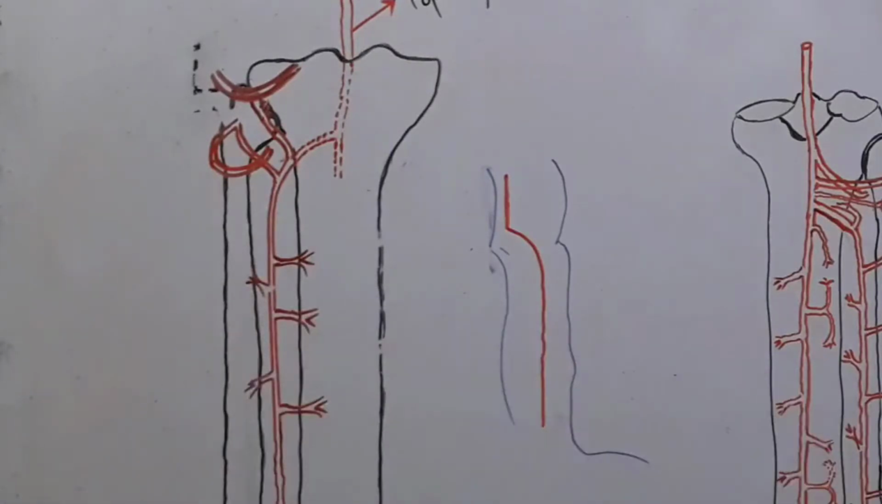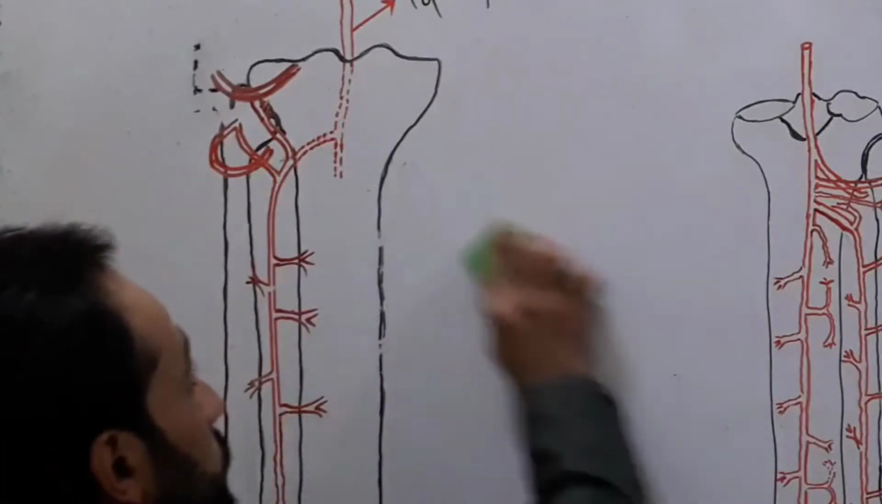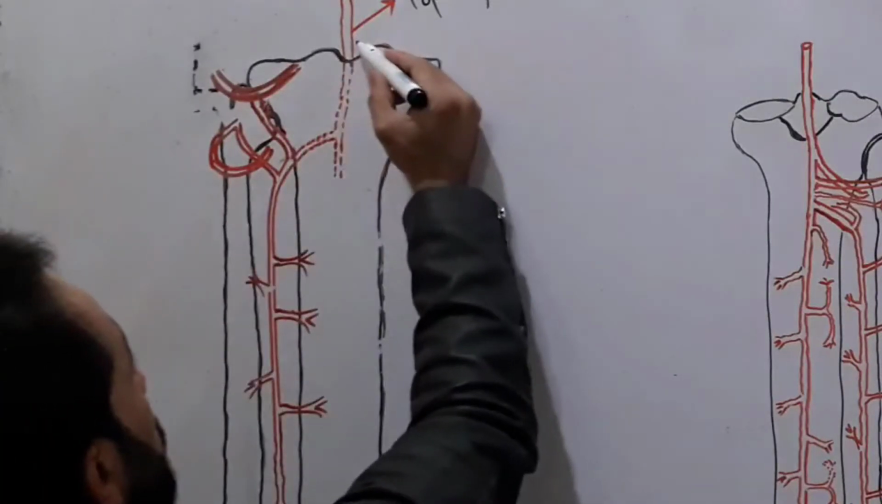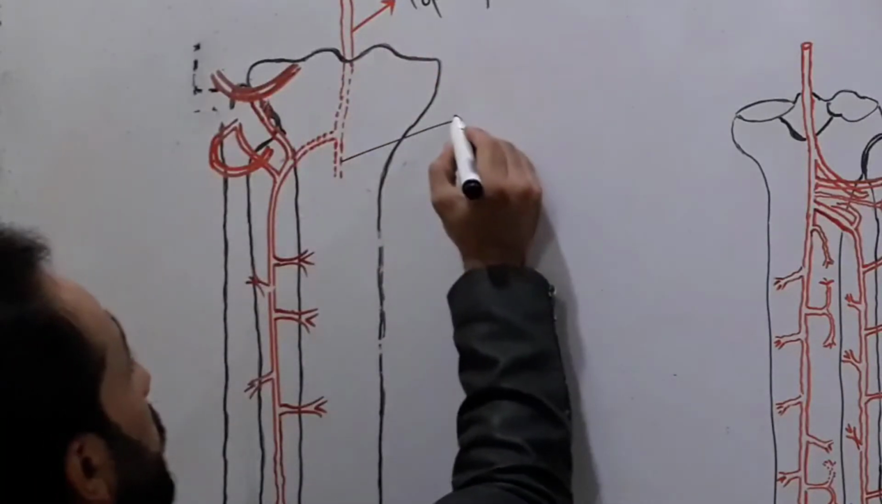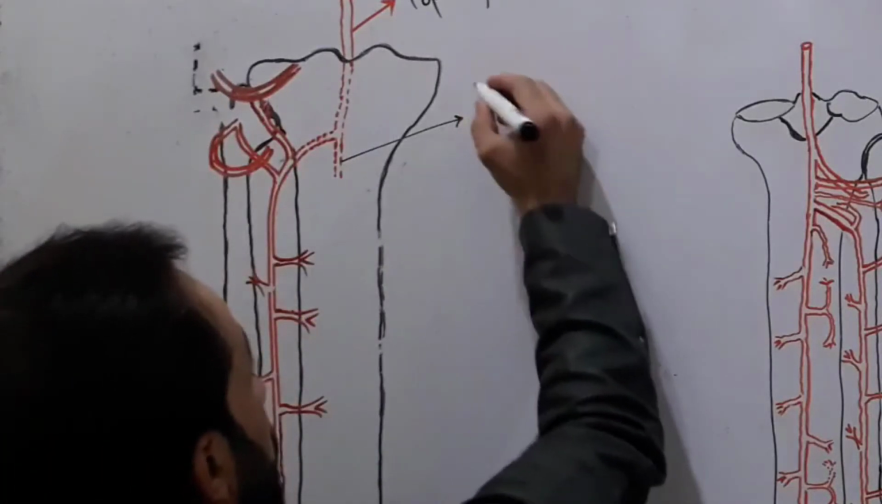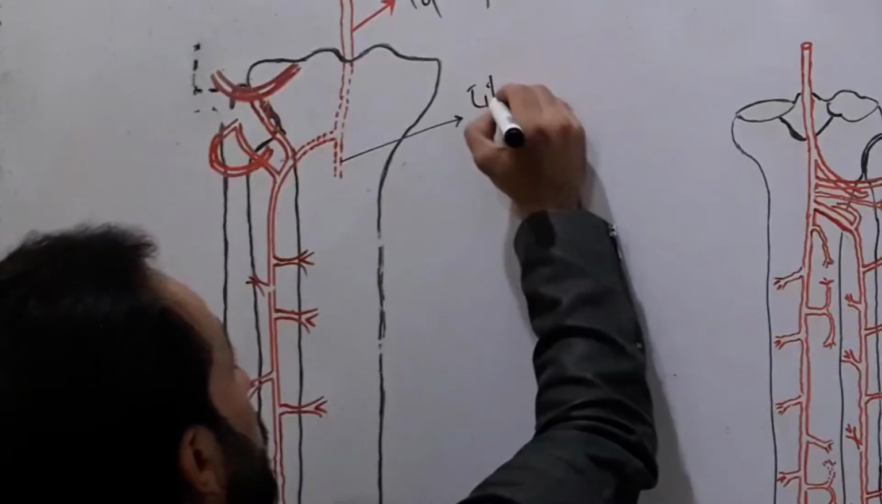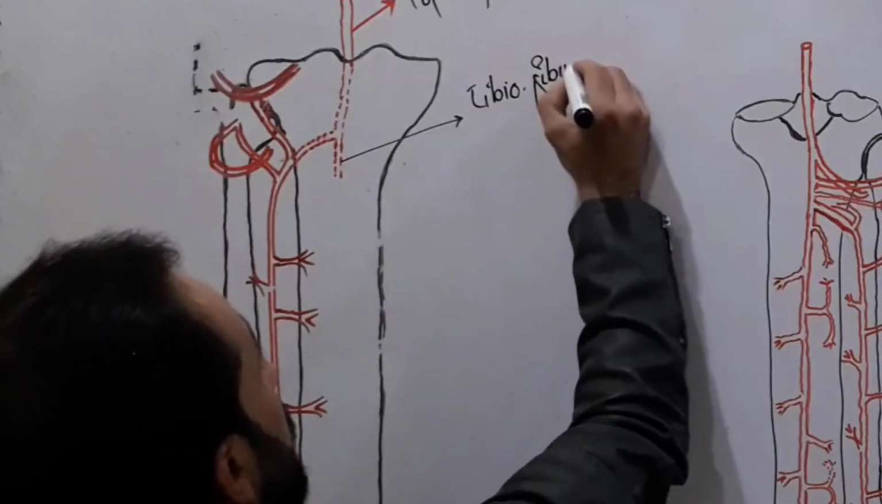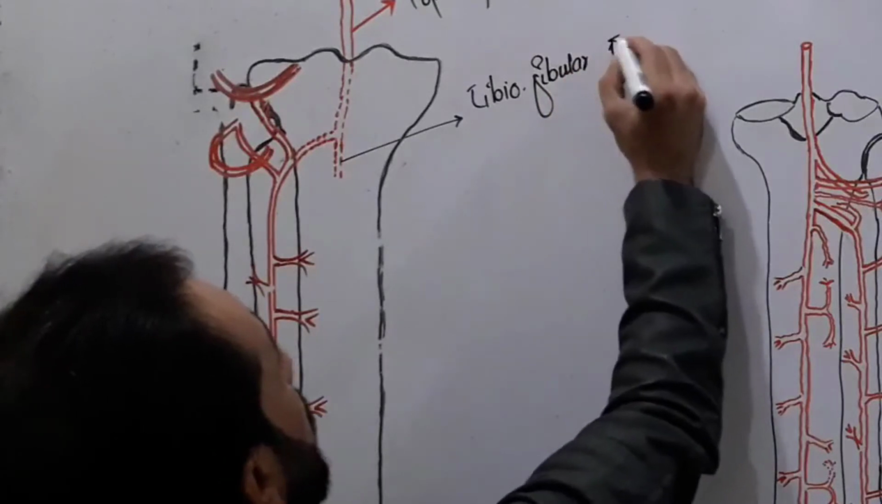Clear, friends? Now let us see the branches of this artery. Look carefully. This is our popliteal artery. This is our tibiofibular trunk. Why it is called a trunk, I will tell you right now. This is our tibiofibular trunk.